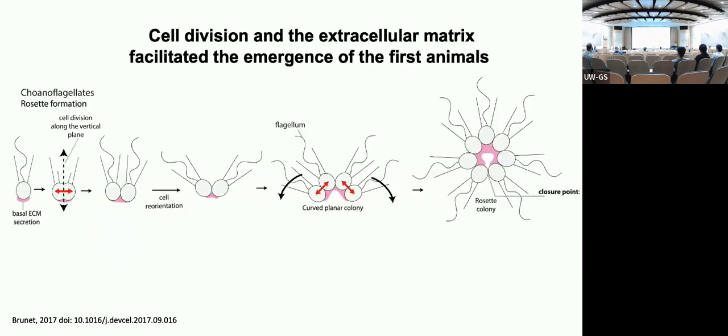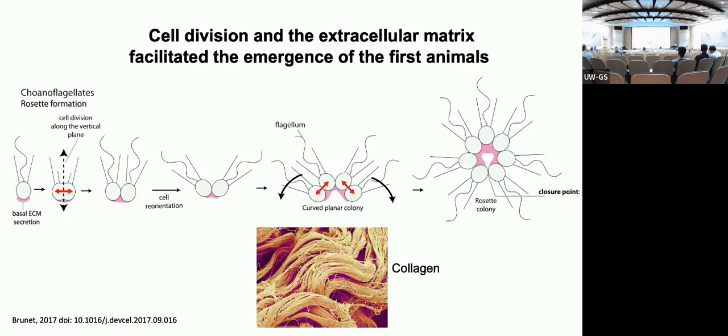So as was suggested by one of the audience members, cell division and this pink stuff called the extracellular matrix were the key steps required for multicellularity. Some of you may not know what extracellular matrix is, but I'm sure many of you have heard of collagen, which is a fibrous material, part of the extracellular matrix, which is this pink glue that holds everything together.